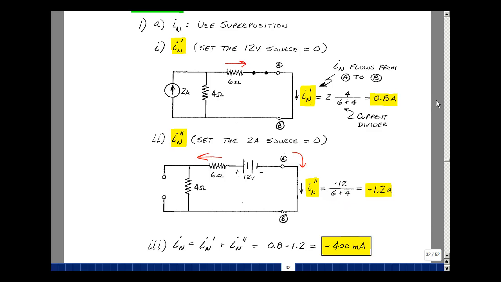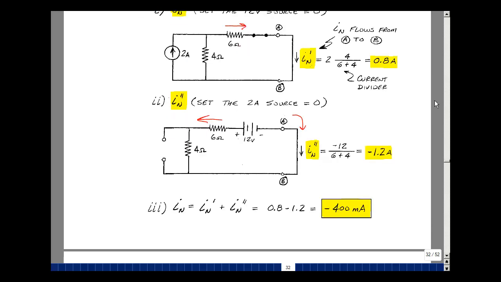And now I can add the two results together. The value of the Norton current in the short circuit with the load removed from nodes A to B is the first value of I sub n plus the second. 0.8 minus 1.2, that's equal to minus 0.4 or minus 400 milliamps in engineering notation.